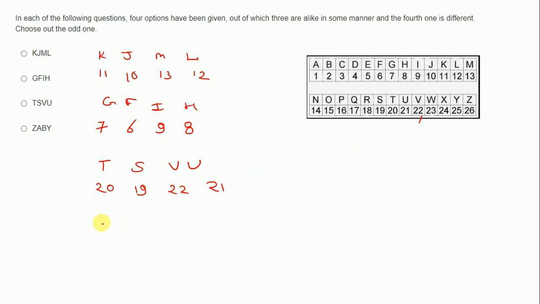Now for Z, A, B, Y. However, we don't need to check the last option because in these 3 options we are following a pattern. 11 minus 1 is 10, 13 minus 1 is 12. And here also we are following the same pattern. 7 minus 1 is equal to 6, 9 minus 1 is equal to 8, 20 minus 1 is 19, and 22 minus 1 is equal to 21. But here there will be no pattern, as Z is 26 and A is 1, B will be 2 and Y will be 25. So the correct option will be Z, A, B, Y.